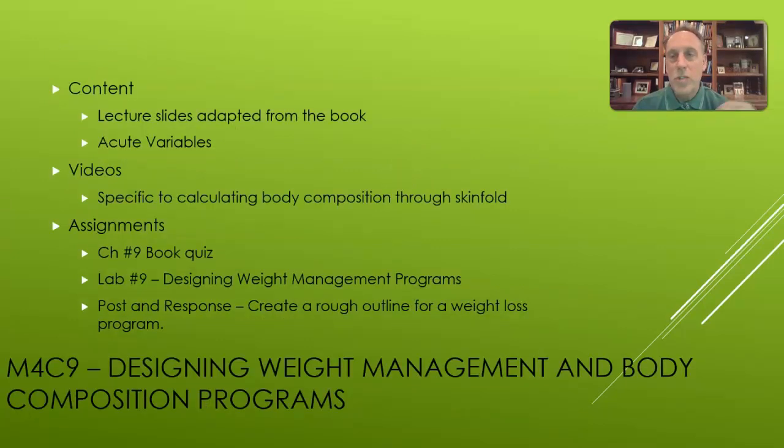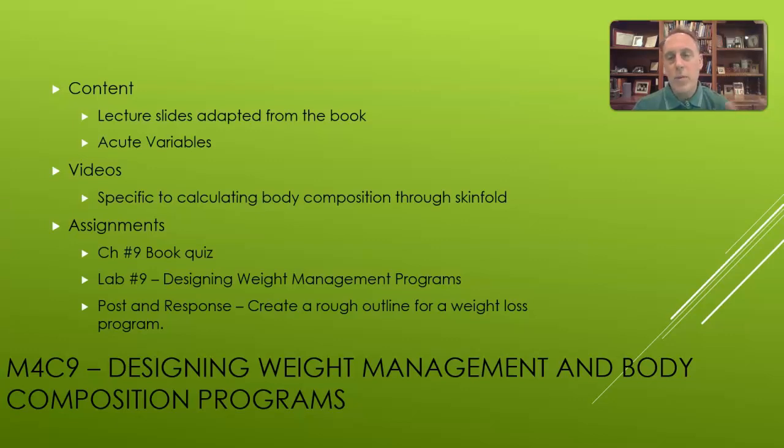So let's get into chapter number 9. So chapter number 9, you'll have the lecture slides. You also have some information from me regarding acute variables. Here we are applying a stressor on the body to try to get a training response. And you have to be able to evaluate what are some of the variables that we're going to manipulate to make that happen. Video regarding body composition through skin fold. We'll also talk a little bit more about body composition relative to norms. And that has changed, no doubt, over the years.